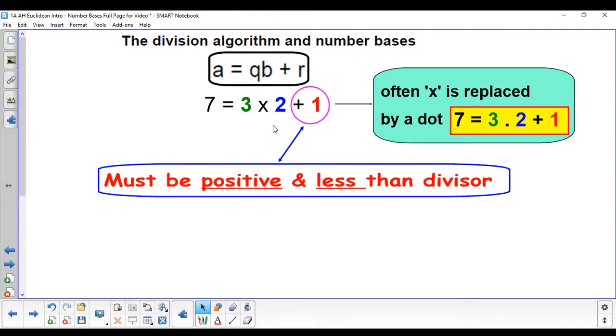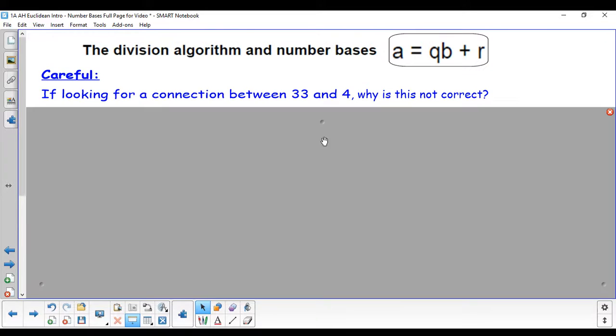Also, when we go to do this, you'll see in the previous one I had a little dot there. Instead of having times, I would say 3.2. It's not 3.2, it's 3 times 2, and we use a dot. Sometimes you see that when we use the chain rule in differentiation and integration, instead of a multiplication sign. It's a choice, but it's actually just nicer to see when we go through lots of operations. Remember that it has to be positive and less than the divisor. So let's have a look at issues that you might come across.